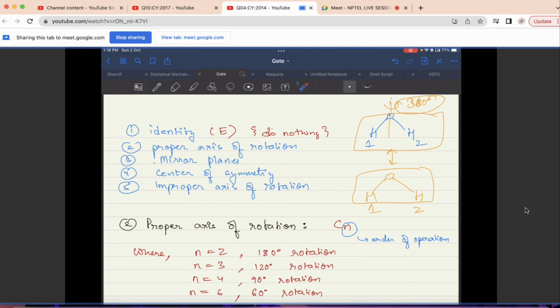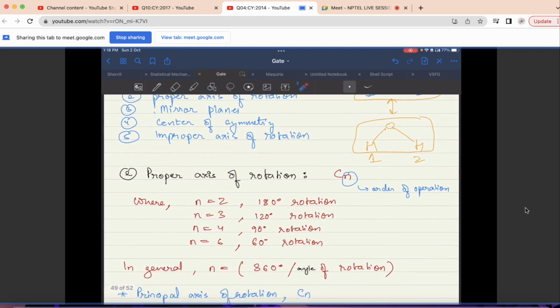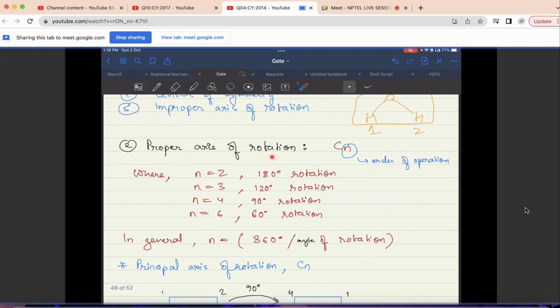So the second one is the proper axis of rotation. I will discuss only up to here, and for the other 3 I will give you the reference, so you can take the detailed notes from there.